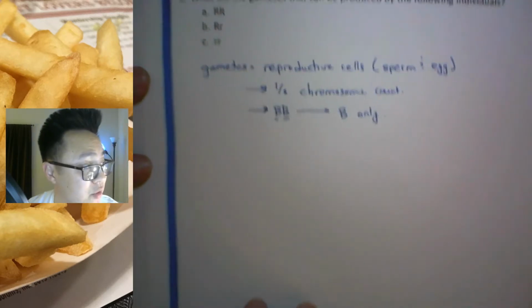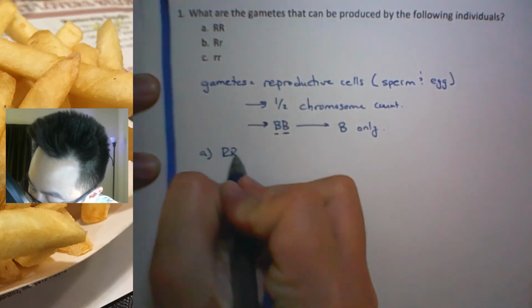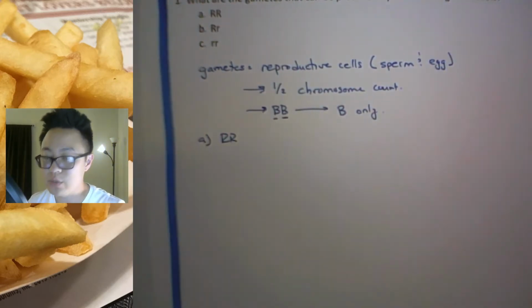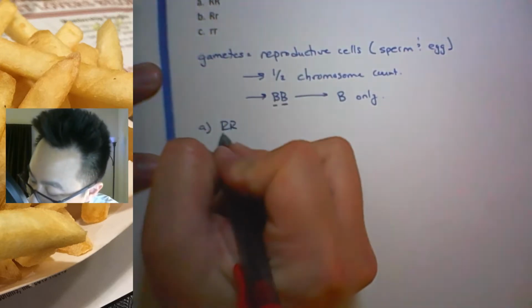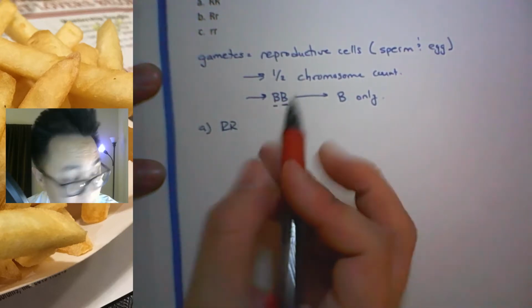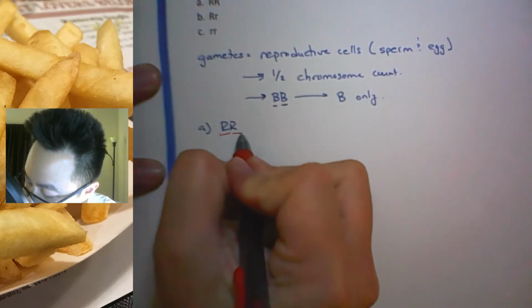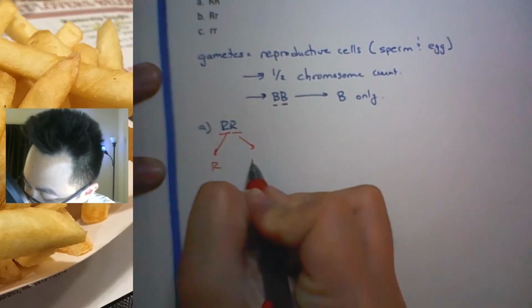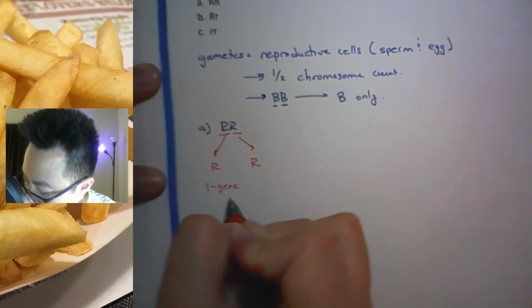Okay, so let's go ahead and do the first problem. Part A here is big R. In order to determine what the gametes are going to have, you do something that I call the one gene split. Here's how you do so. Each of these letters here, you split them, and then you rewrite them down below. This is called the one gene split.